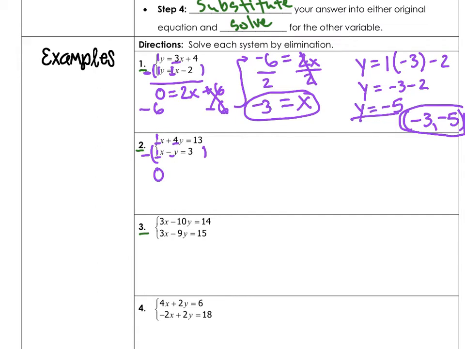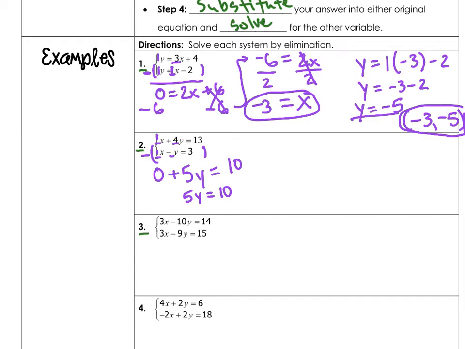Now I have 4y minus a negative y. Careful with that. Remember, 4 minus a negative 1, that's going to give me a plus 5, because this becomes 4 plus 1. Don't forget the y. And this is equal to 13 minus 3, which is 10. Now this 0, because this was a 0x, is really just going to go away. And really my equation all comes down to 5y equals 10.